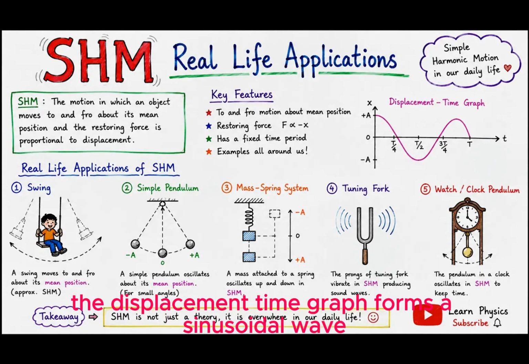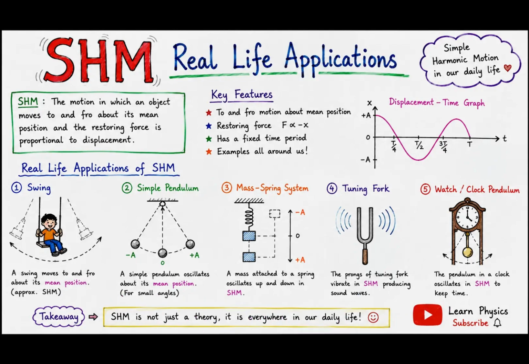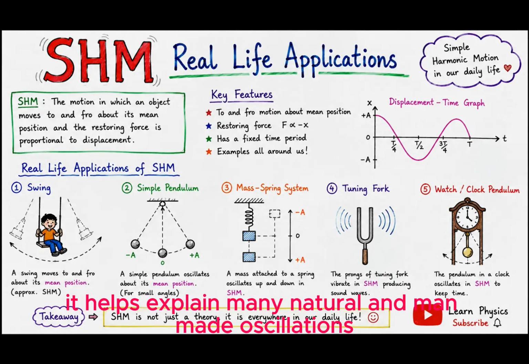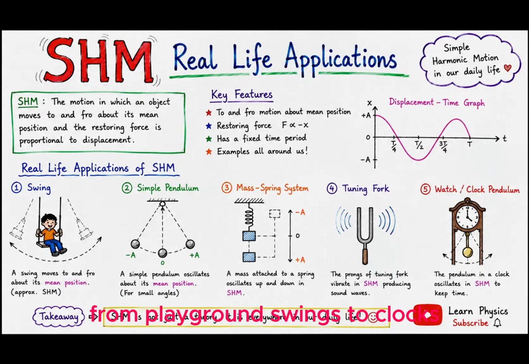The displacement time graph forms a sinusoidal wave, showing regular motion. SHM is widely used in timekeeping, sound production, and mechanical systems. It helps explain many natural and man-made oscillations. From playground swings to clocks, SHM is present everywhere. It is not just theory but a practical concept in daily life.